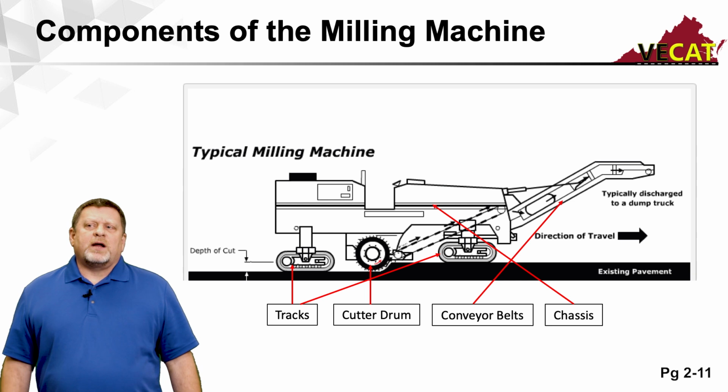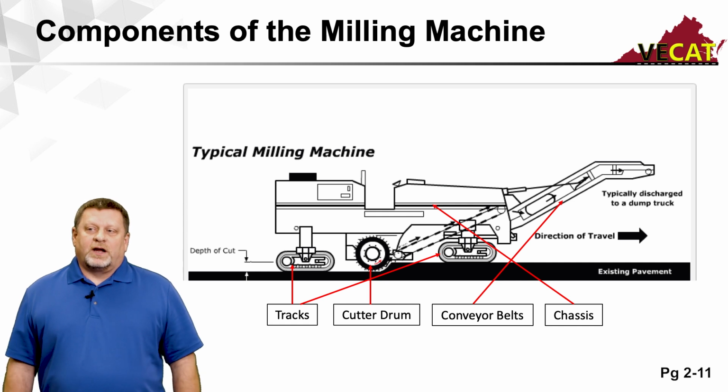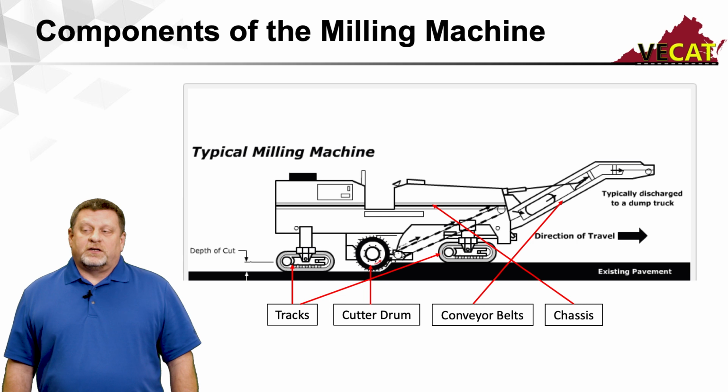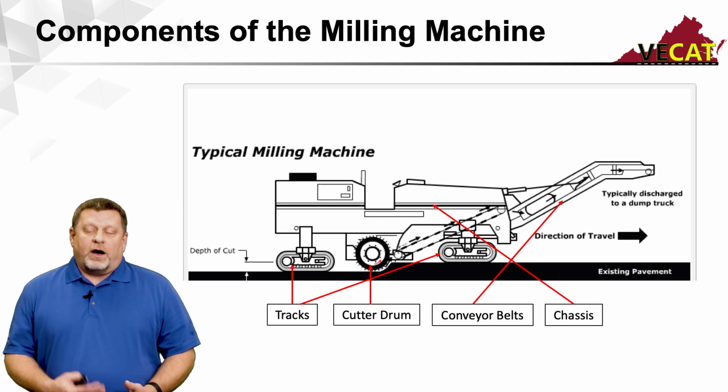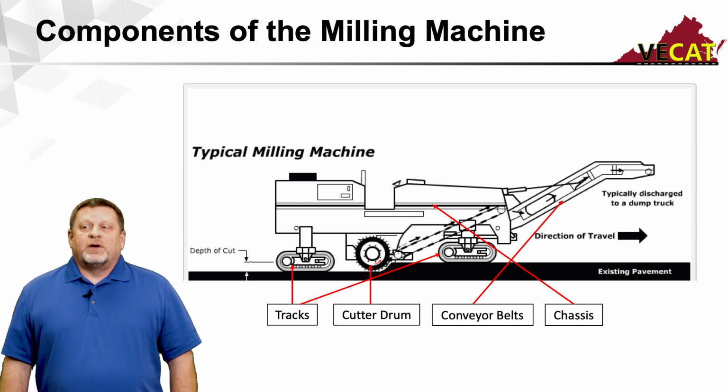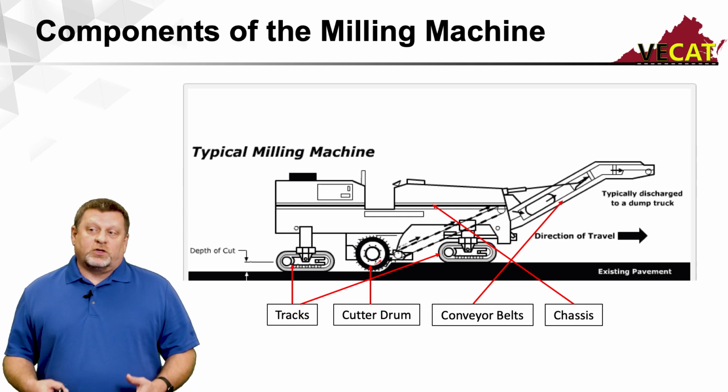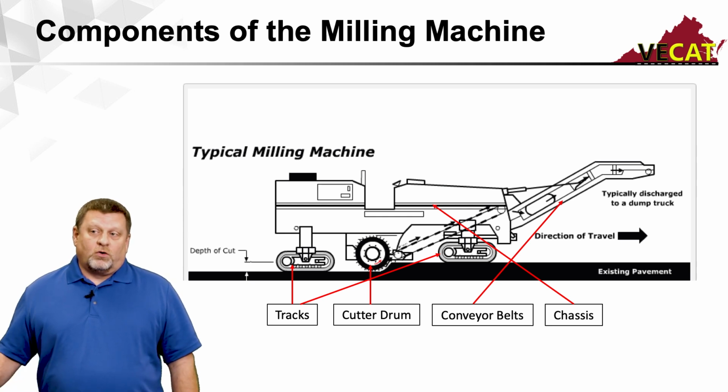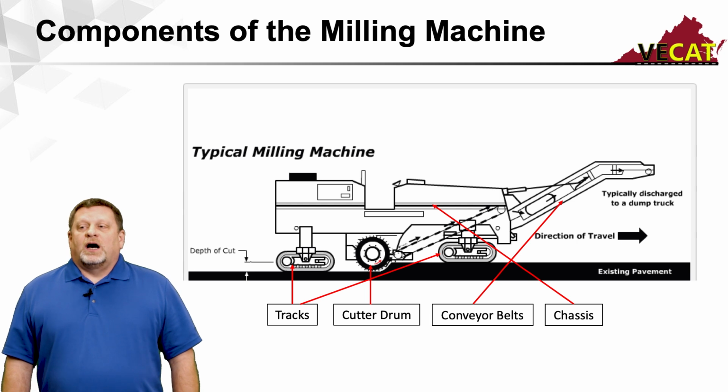Here's just a diagram of a milling machine so that we can cover some of the components that are part of a milling operation. First one on the left there is the track. You can see there are two tracks underneath this. Notice that paving milling equipment is almost always on tracks because of the weight of a milling machine. Rubber tires just wouldn't be practical, and they would also have too much flex to them when you're trying to mill a certain grade at all times.